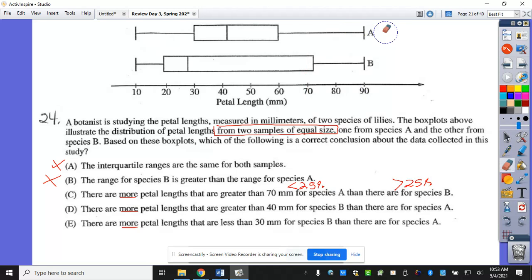Well, is less than 25% more than greater than 25%? No. Because it says or greater, well, that one's not greater than that one. Oh wait, more, sorry. Greater than 40. What percent of species B are greater than 40? Sorry, a B. Sorry, I'm reading here. All I know is less than 50%.